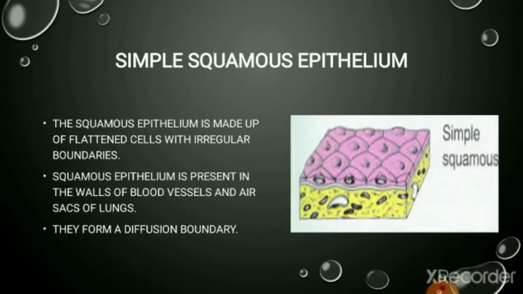Simple squamous epithelial tissue. The squamous epithelium is made up of flattened cells with irregular boundaries. As you can see in the diagrams, cells are flattened and tightly packed with each other. There is no intercellular space between the cells, and cells are irregular in shape. Squamous epithelial tissues are present in the walls of blood vessels and air sacs of lungs, that is alveoli, and they form a diffusion boundary, where they help in the exchange of material.